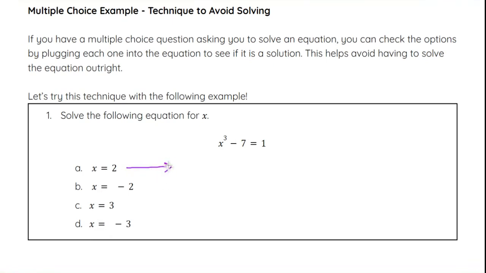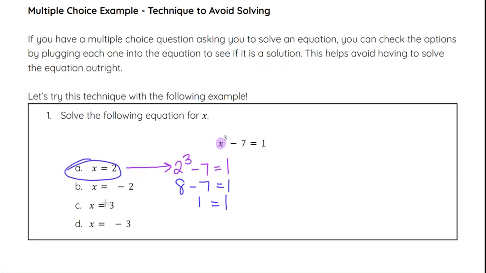So for example, x equals 2. If we plug 2 into this x spot right here in the equation, we would have 2 to the 3rd power minus 7 equals 1. And if I simplify that, 2 to the 3rd power gives me 8, minus 7 equals 1. 8 minus 7 is 1. And so I see right off the bat that would be my answer.